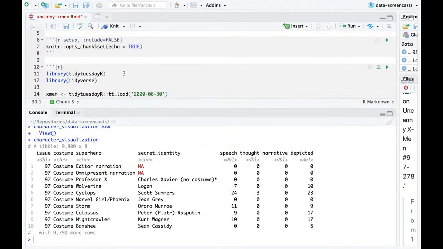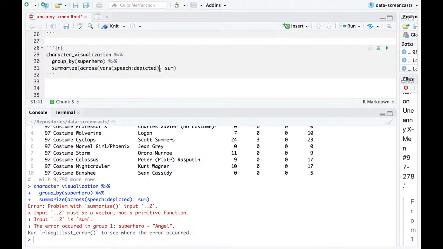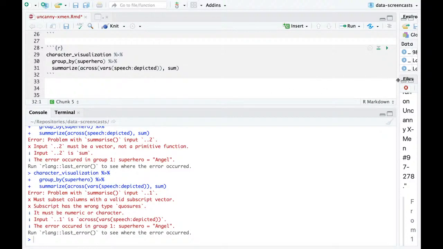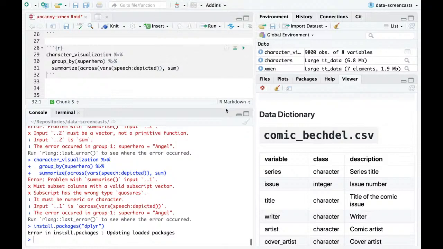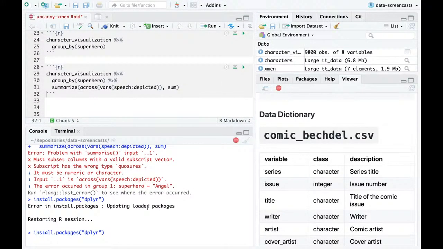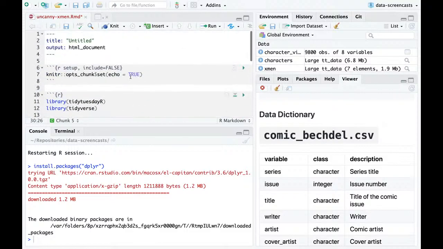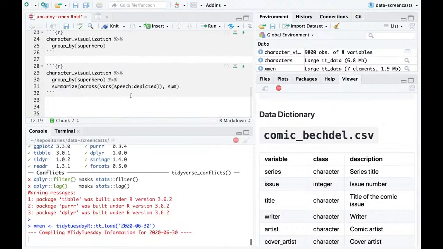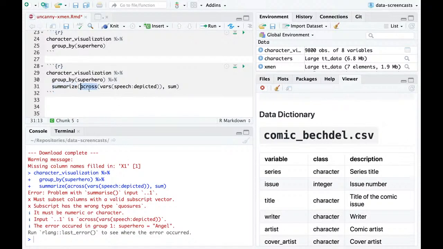So I'm going to take a look at character visualization, group by superhero, summarize, and I'm going to use summarize across. I think this is how it works. I'm still a little new at using across. Nope. Is this how it works? Nope. Anyone remember how to, oh my goodness, I haven't upgraded dplyr yet. I am on a different machine, and I'm going to go ahead and try reinstalling dplyr. Always install dplyr while being watched by a bunch of people live. That's definitely the smart approach. Do I have dplyr 1.0? I do. It still doesn't work. Does anyone know what I'm doing wrong?